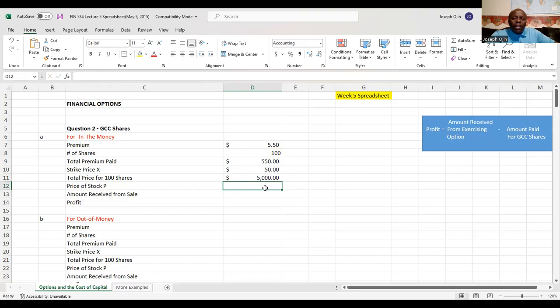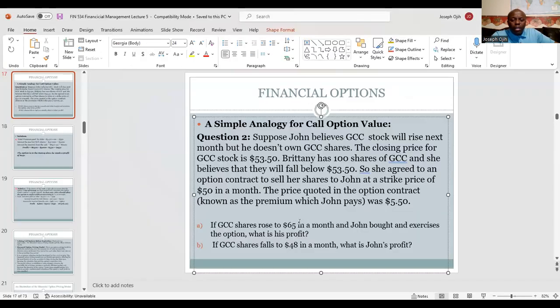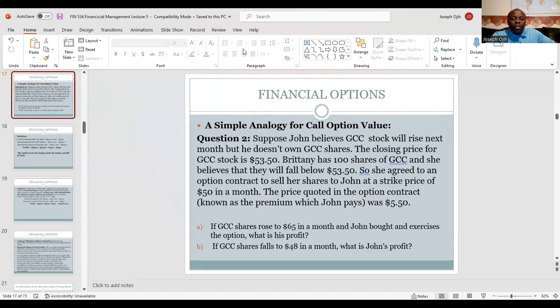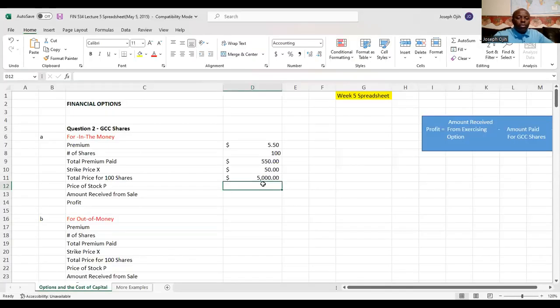Now, according to the question, it says if the GCA stock share rose to $65 in a month and John bought it, what is his profit? So let's see. It rose to how much again? $65. So what is his profit? Profit for John.